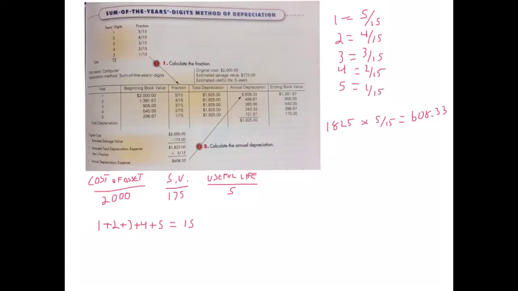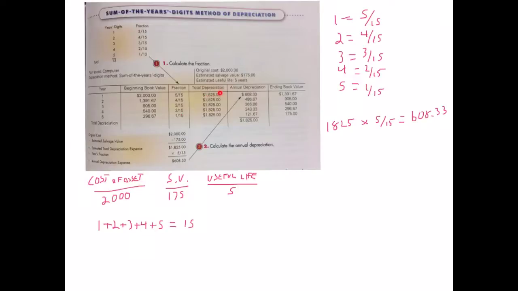What's different about this method is that we're not going to figure the depreciation based on the beginning book value each year. Each year we're going to take the fraction times 1825, the total depreciation amount. So in year one we're depreciating 5/15 of 1825. That gives us $608.33. The book value for year two is $1391, but we're not so concerned with that right now. If someone asks us on our books if we need to check, that's our book value.